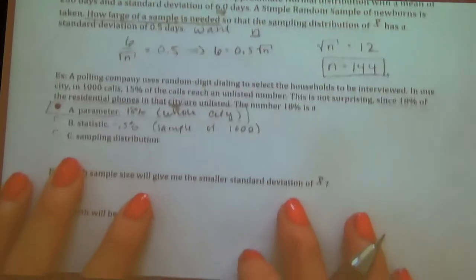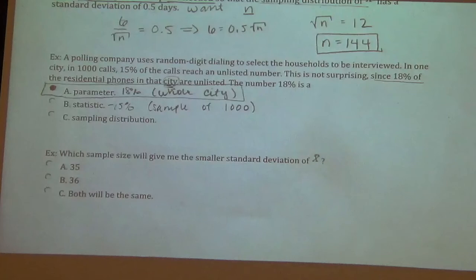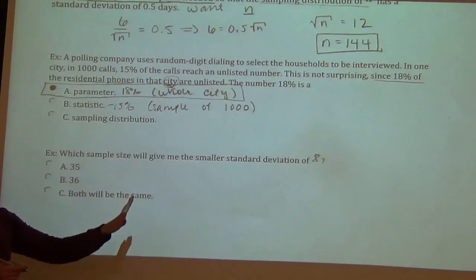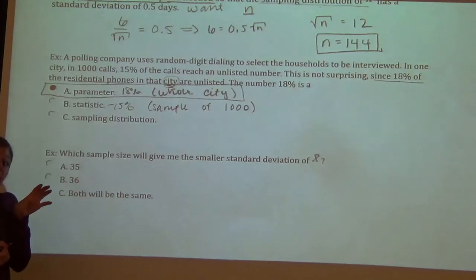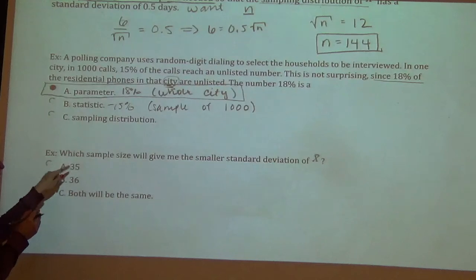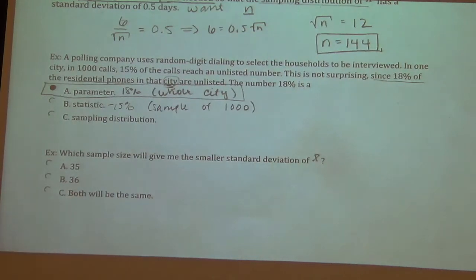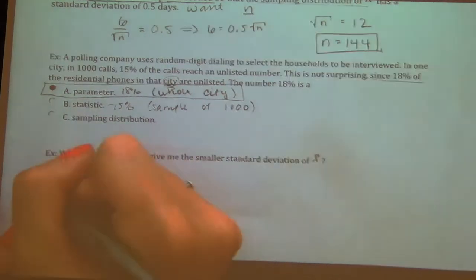Okay, and then finally, last question, sort of a reasoning thing. Which sample size would give me a smaller standard deviation of X bar? Well, remember, when we're finding the standard deviation of X bar, we're dividing by root n. So when n is bigger, we have a smaller standard deviation. 36 is bigger than 35, therefore it would give us the smaller standard deviation.